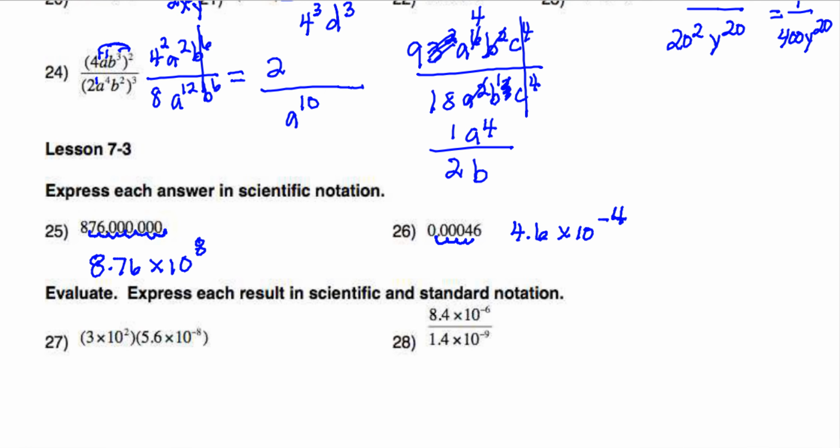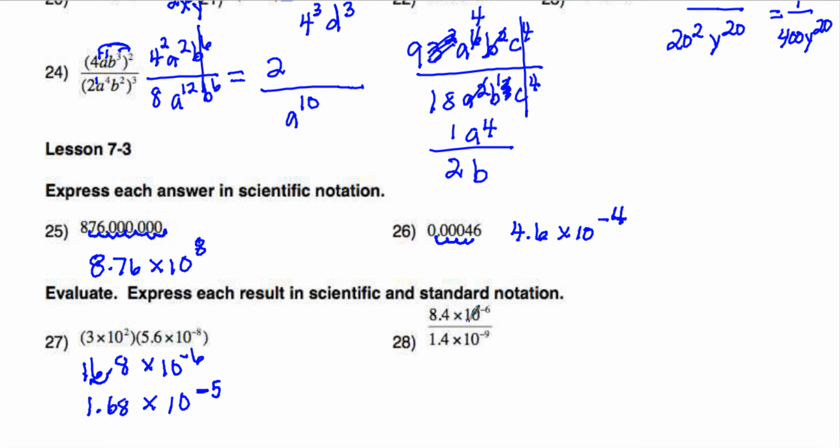Okay, so the first thing I'm going to do is 3 times 5.6. And so we get 16.8. And then if you're doing your rule with your exponents, I get 10 to the negative 6 because I add my exponents with my like base. But we're not done because we can't have 16.8. We have to have 1.68. It has to be between 1 and 10. So 1.68 times 10 to the negative 5 now because we move the decimal to the left one.